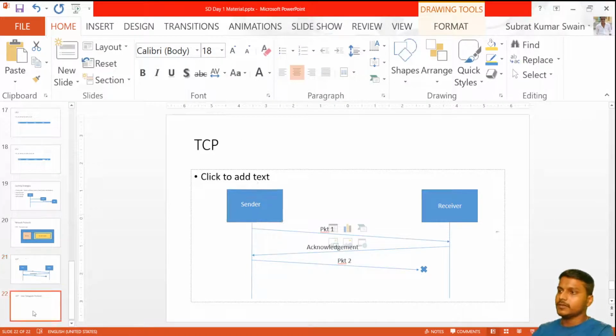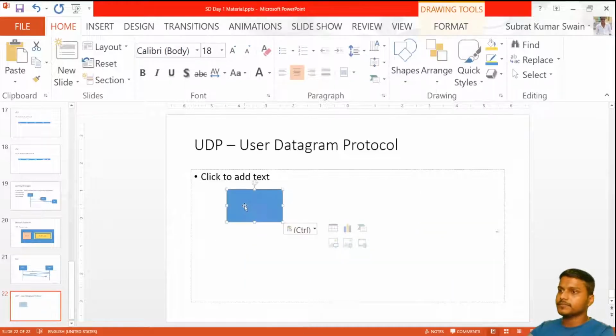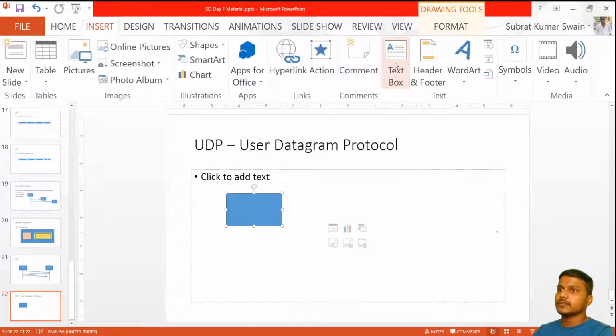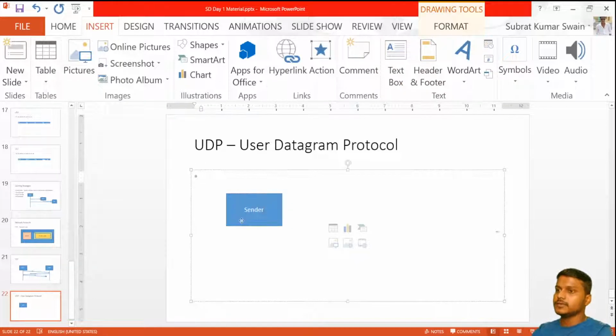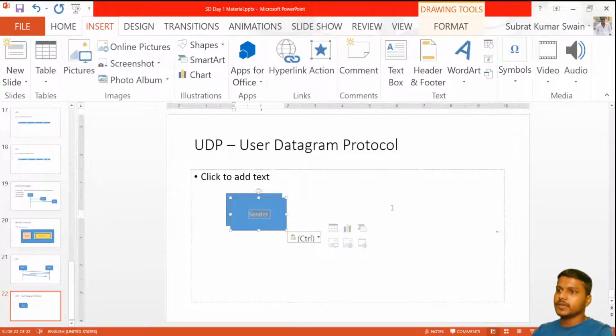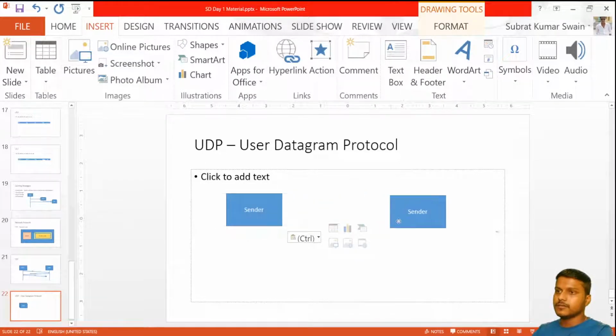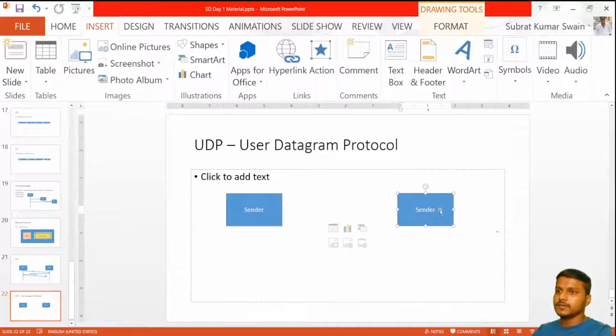Okay, so what happens there is, if this is the sender, I'll just put it here, and I just want to copy it, and this is the receiver. Okay, I think I have spelled it wrong.